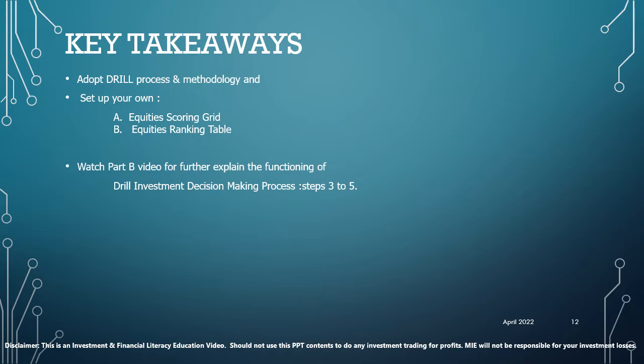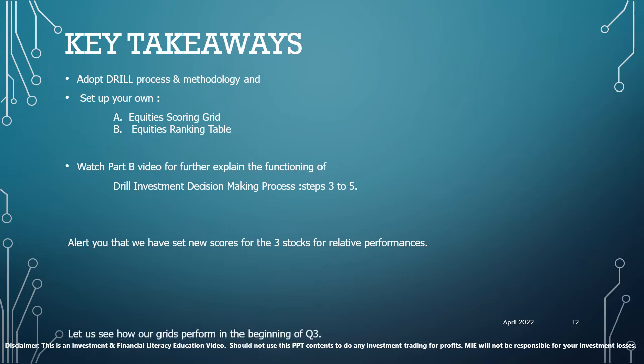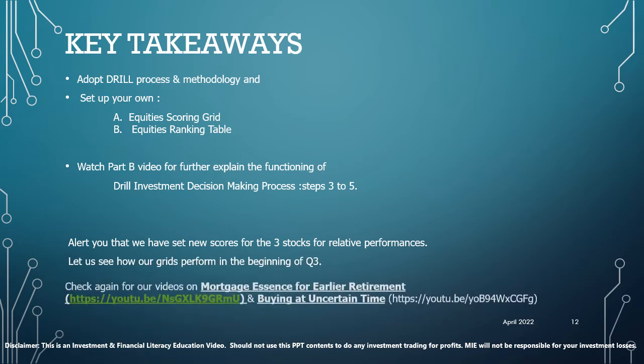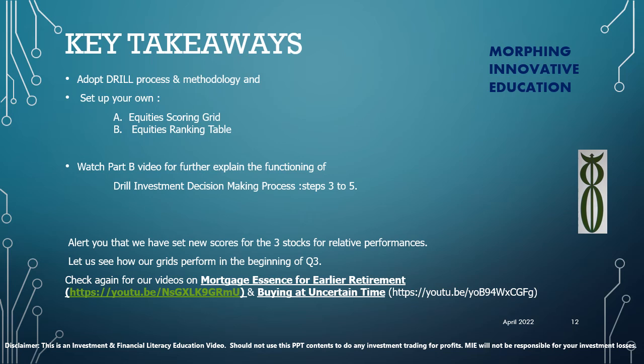Key takeaway, you should have a thorough investment process and methodology. You can set up your own equity scoring grid or ranking table. And looking forward to part B of the video, we talk about steps 3 to 5. And to alert you, we have set the new score for the 3 stocks. We can check whether it's still valid in the coming quarter.